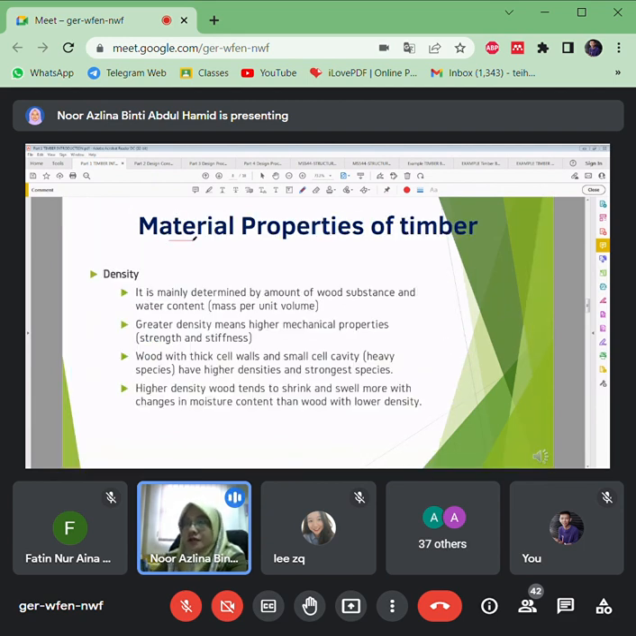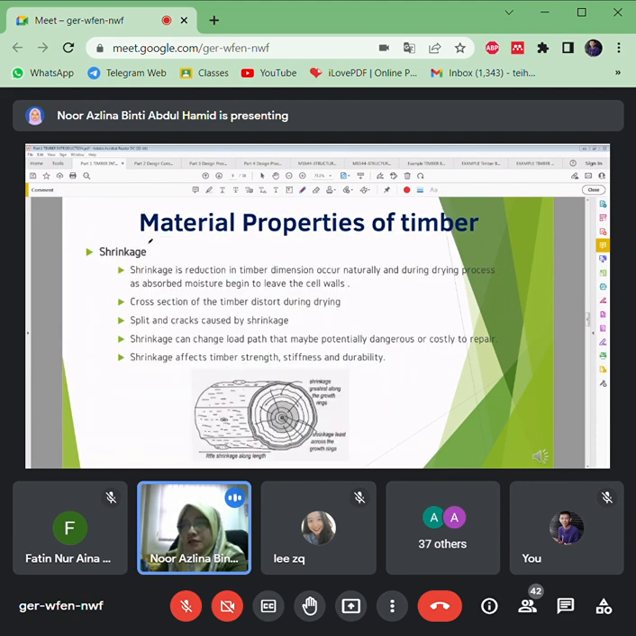So for the material properties of the timber, we are concerned about its density. How light is that timber, what's the density of that timber? It's mainly determined by the amount of wood substance and water content. Okay, what's the moisture content in the timber? So greater density means higher mechanical properties in terms of its strength or in terms of its stiffness here. Okay, which you can read it. Okay, and then shrinkage here.